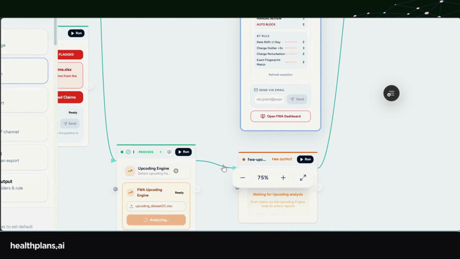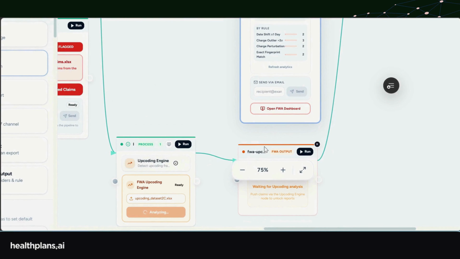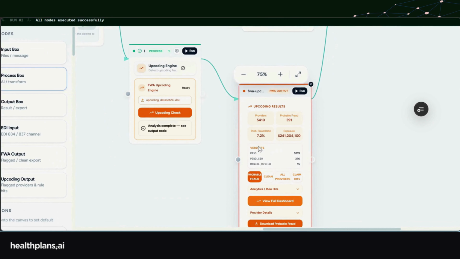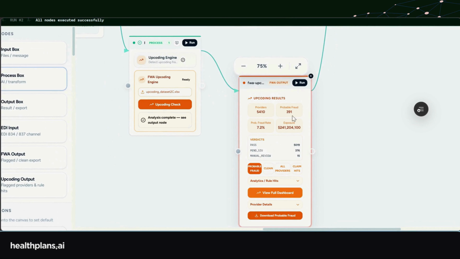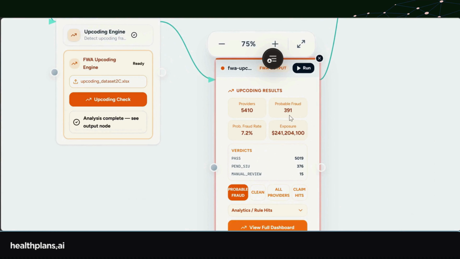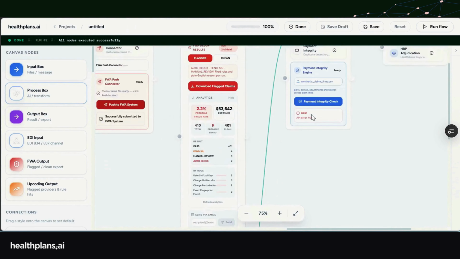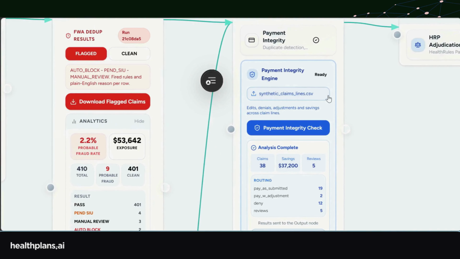The FWA component also checks for provider-level fraud patterns, such as upcoding and unbundling. For example, a provider may bill unusually varied diagnosis or DRG codes across a small number of claims, which may indicate upcoding. Similarly, unbundling may occur when a provider splits services into multiple claims, potentially increasing reimbursement. These patterns are flagged for review so that the organization can investigate before payment decisions are finalized.